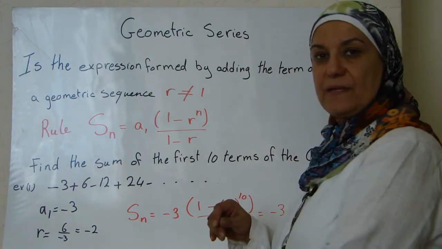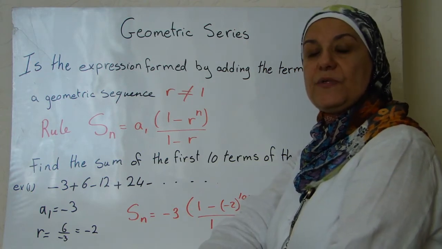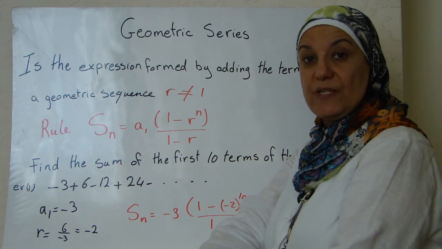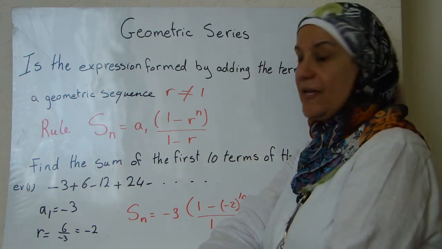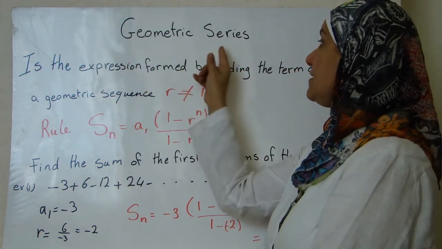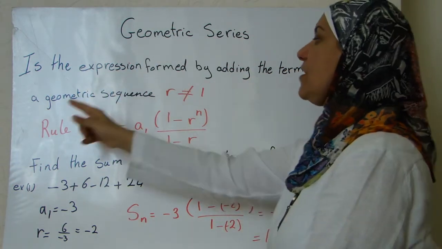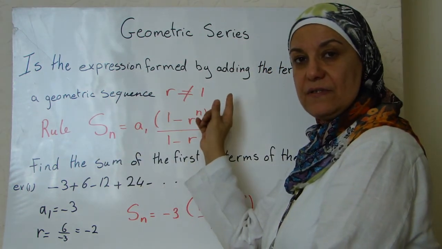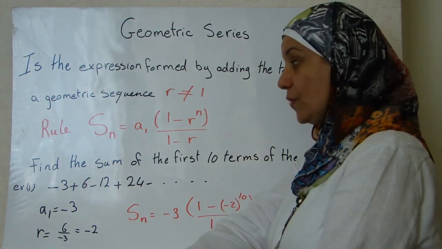Today we're going to speak about the geometrical series. Remember the word series, which means the sum of any sequence. So today we're going to take the geometrical sequence and add them together. A geometrical series is the expression formed by adding the terms of a geometrical sequence, provided my r is not equal to 0, and not equal to 1, and we'll see now why it is not equal to 1.